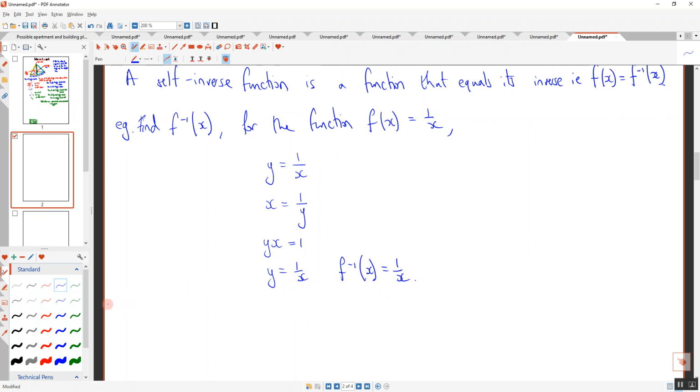Easy enough? It works if it's something over something, depending on the function. So show f of x equals x over x minus 1 is a self-inverse function. So do the same thing here.